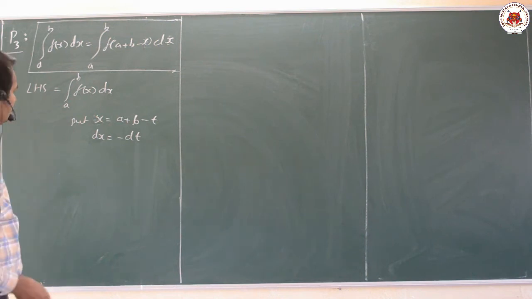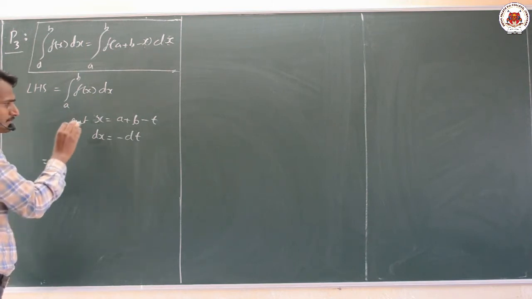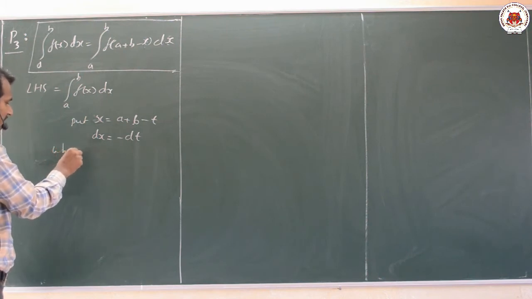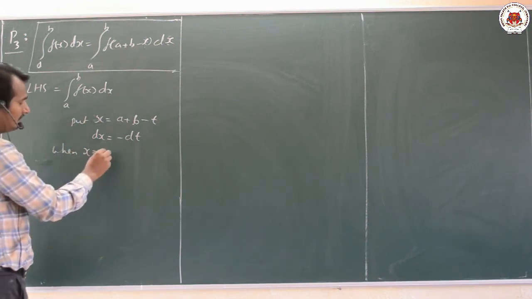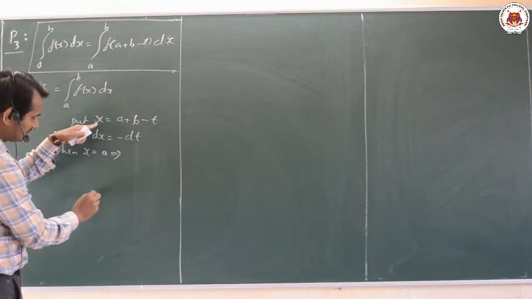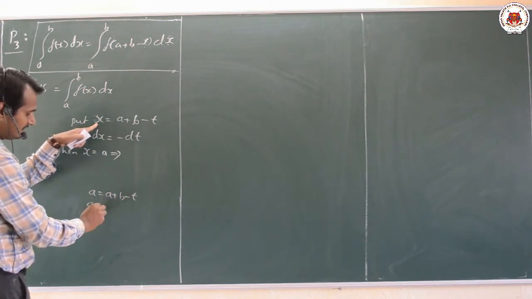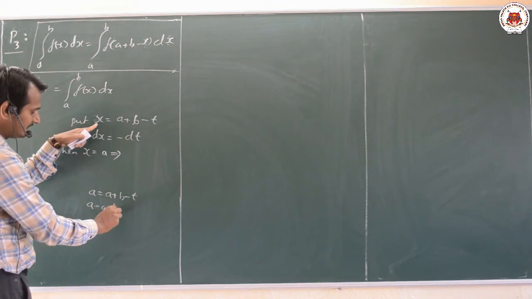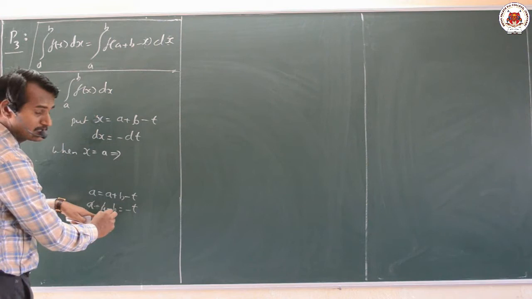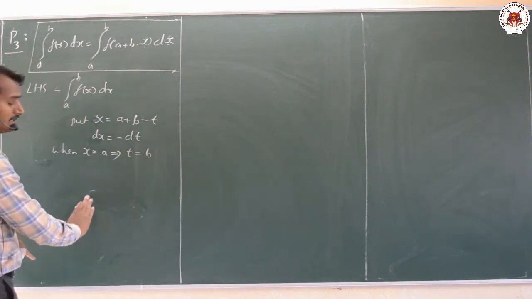If we are substituting, we have to change the integral limits also. When x equals a, the lower limit, I will substitute a equal to a plus b minus t. The a gets eliminated, so a minus a minus b equals minus t. Here a minus a gets eliminated and the minus also gets eliminated. What is the remaining part? t is equal to b.